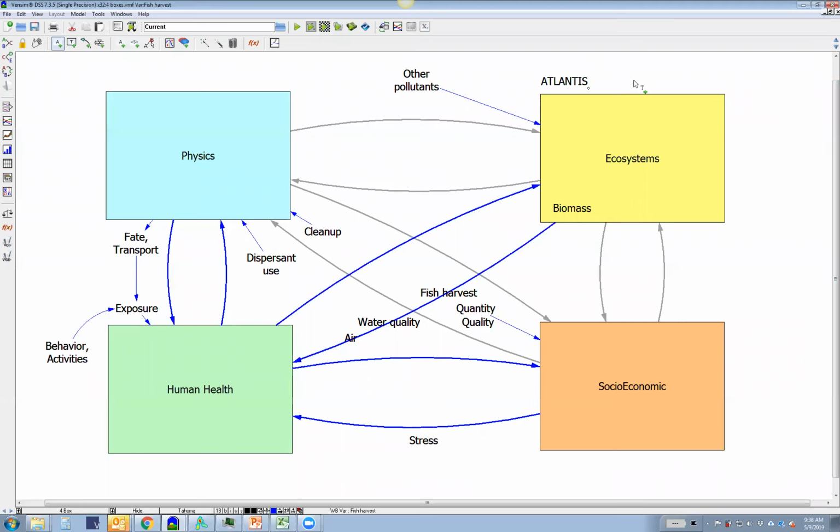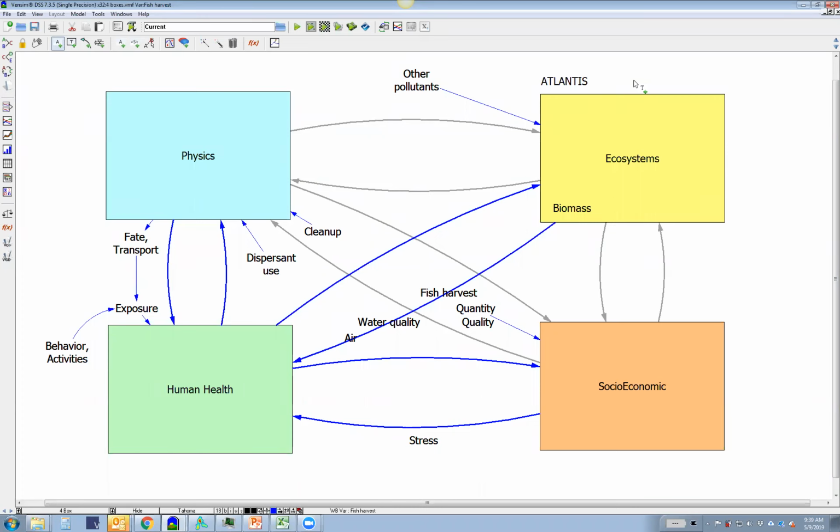Okay. And is Atlantis just fish, or is it a full ecosystem itself? It's a full ecosystem. Yeah. I think they will talk about it next week. Oh, that'll be in next week's.